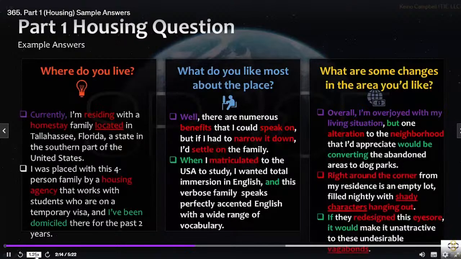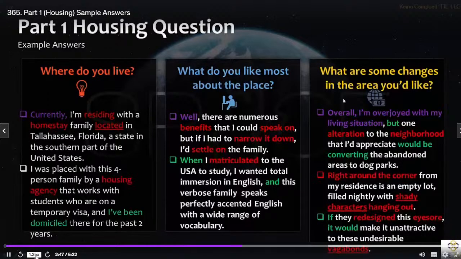Right here, we have a lot of phrasal verbs and idiom. We have like speak on, idiom narrow it down, settle on, really good vocabulary related to moving someplace or being someplace, matriculated. We're using a compound complex sentence when we have the subordinate conjunction when with the coordinate conjunction and. We're really forming that high level type of sentence that they like.